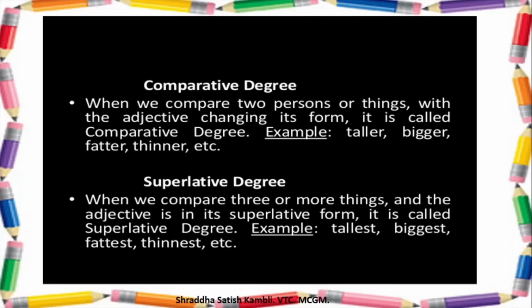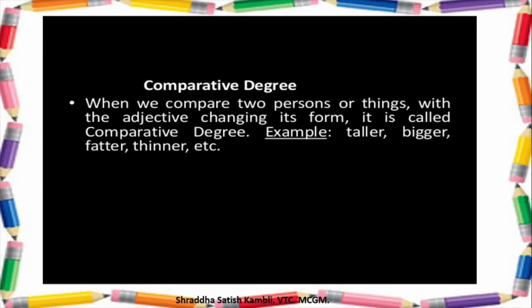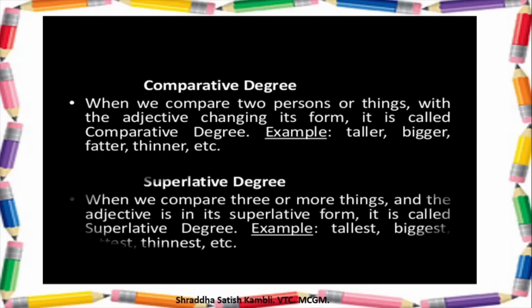And then you have the superlative degree. Super means the greatest, the biggest, the best. When we compare 3 or more things and the adjective is in the superlative form, it is called the superlative degree. For superlative, we always use the word the. So we say the tallest, the biggest, the fattest, the thinnest. We add the word the. That means it is the only one. There is nothing else in comparison to it. So which are the 3 degrees of comparison that we saw now? The positive degree, the comparative degree, and the superlative degree.